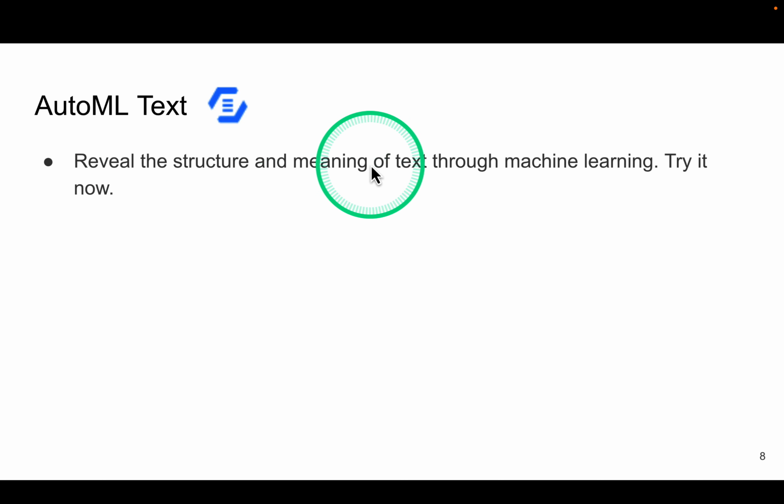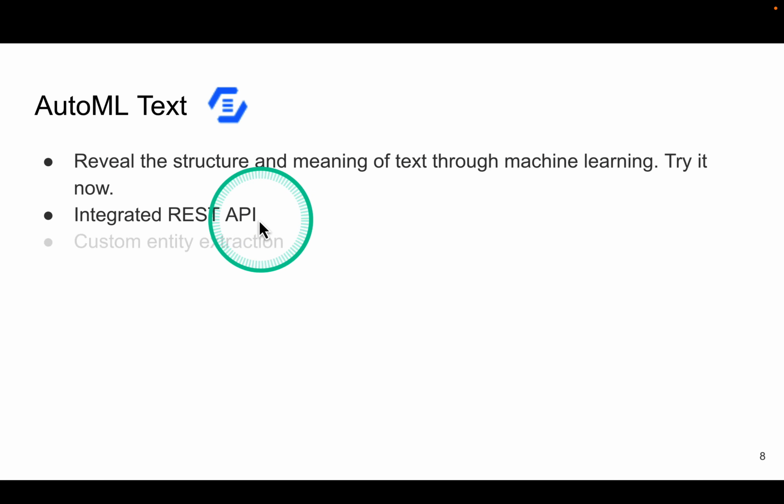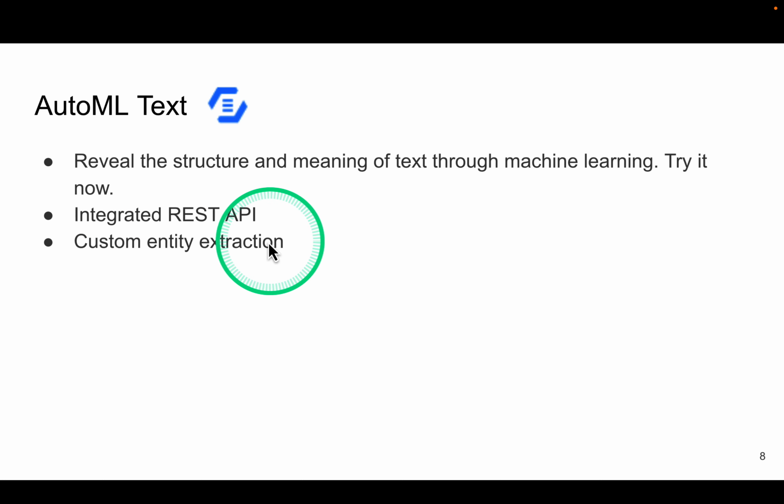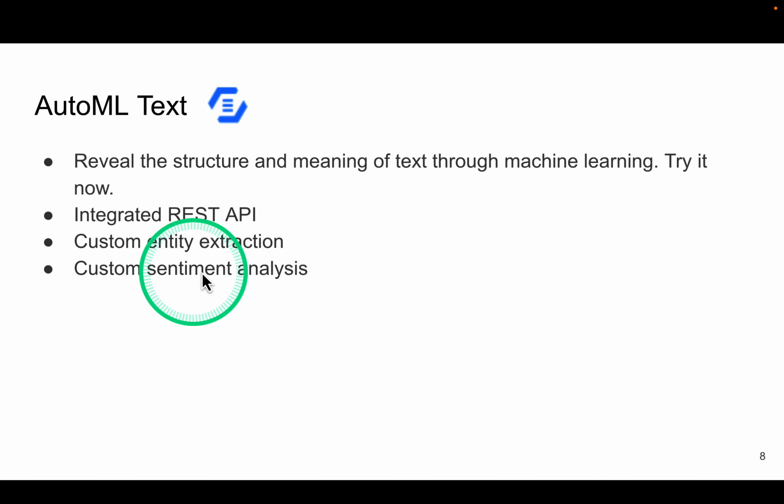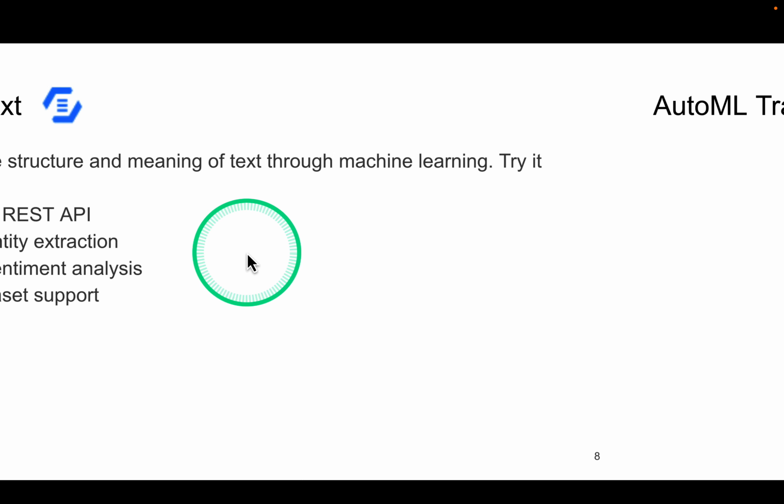So next is AutoML Text. Reveal the structure and meaning of text through machine learning. Integrated REST API. Custom entity extraction, custom sentiment analysis, and large dataset support. So AutoML Text lets you do all of this, like dataset support, sentiment analysis, entity extraction.